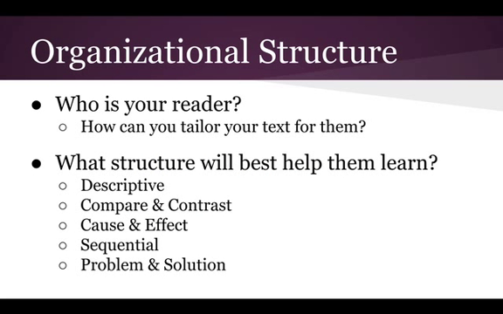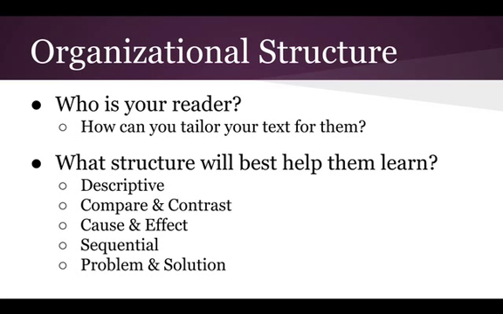Well, the first part of this is what we call organizational structure. And in order to have this structure, you really need to be thinking about who is your target reader. Who are you writing for? And how can you tailor your text for that particular reader? So, for example, if you're writing for an academic, like college level person, you're going to want to impress them with really, really big words. But if you're writing for elementary school kids, you're not going to want to use huge words. So you need to think about who your reader is and how you can tailor your text so that they can better learn and understand it.